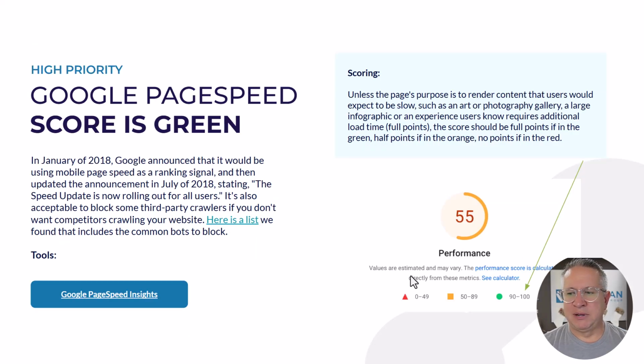Next, we want to make sure that our page speed score is in the green. So this is something you can run in Lighthouse in the Google Developer Tools in Chrome. So just go to the Developer Tools section in Chrome, run Lighthouse, and let's try to get that score into the 90s if we can.